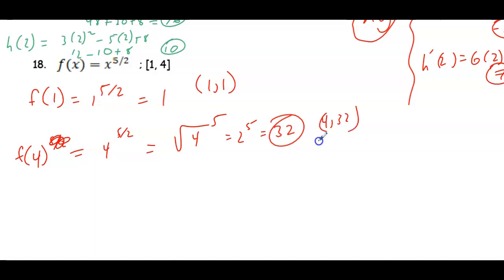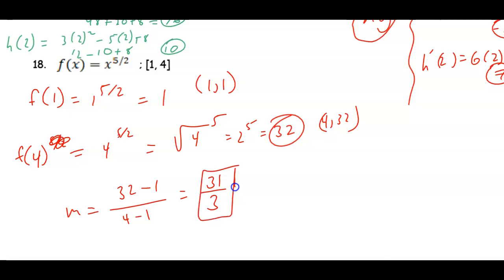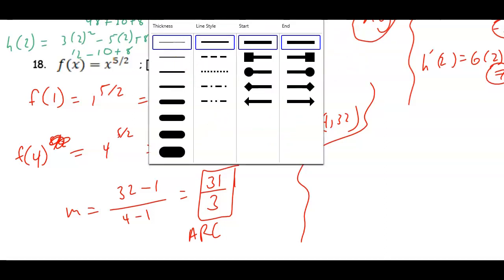So now that we got that, guys, we can find our slope by going y2 minus y1 all over x2 minus x1. And that gives us 31 over 3. All right, so there's our slope, which is our average right here, average rate of change. Now I got to find my instantaneous rate. And to do that, we've got to take the derivative of our function.